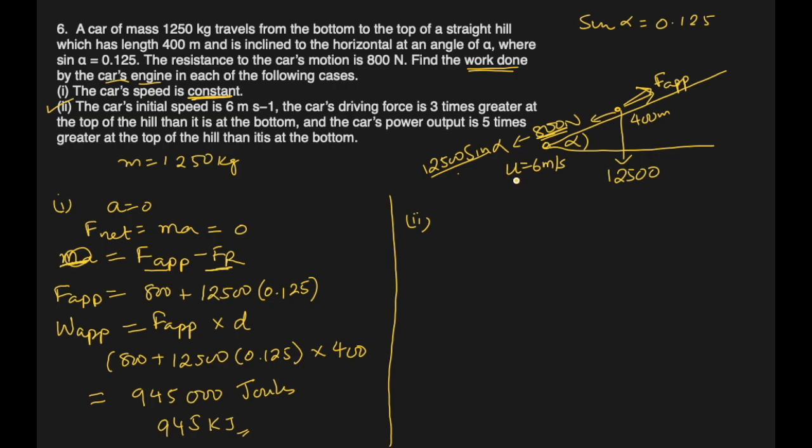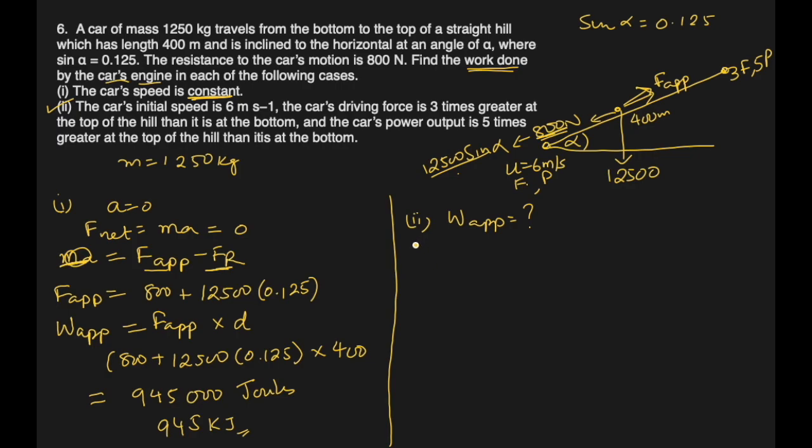Okay, so if the car's driving force, the force applied, let's call it F only, is something here, it will be 3 times that at the top. Now the car's power output is 5 times greater at the top. So if P is here, it will be 5 times P at the top. So now we have to find the work done by the applied force.